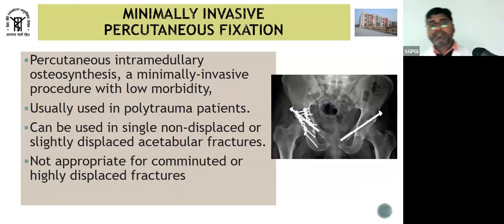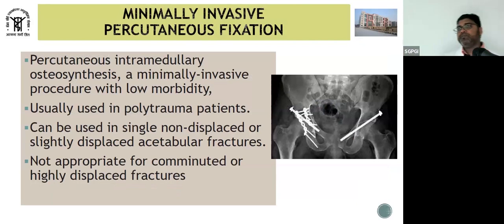Now, final few slides, this is an upcoming concept like the minimally invasive percutaneous fixation. I would say that this is an exception rather than a rule, because for the acetabular fractures, you have to access the site first properly, do an anatomical reduction. Anatomical reduction cannot be done if you are not able to visualize the things properly.